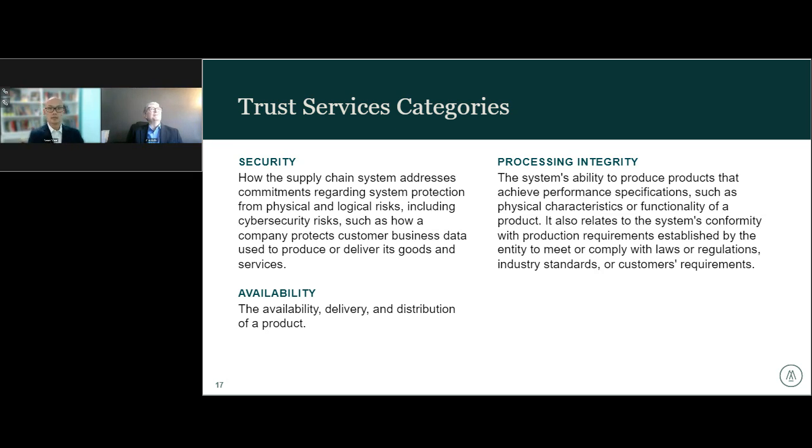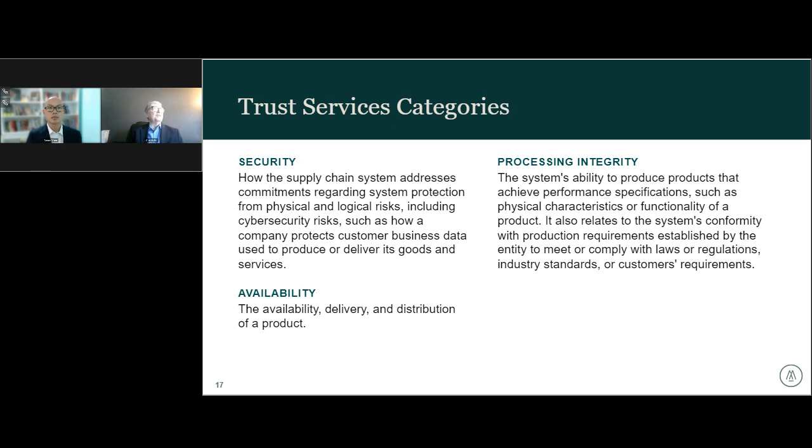How it applies to a supply chain or manufacturer or service or logistics company is it's going to describe and test the controls on how the supply chain addresses your commitments regarding system protection from physical and logical risks, includes cybersecurity risk, such as how customer data is protected. That's very important in that you may have access to proprietary information of your customers that they would not want disclosed. Availability. This is a great one to have in a SOC for supply chain, because most of the time, if you are a key vendor, you will get lots of questions and requests related to your business continuity or disaster recovery plan.